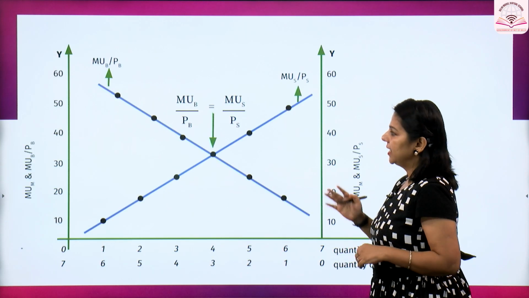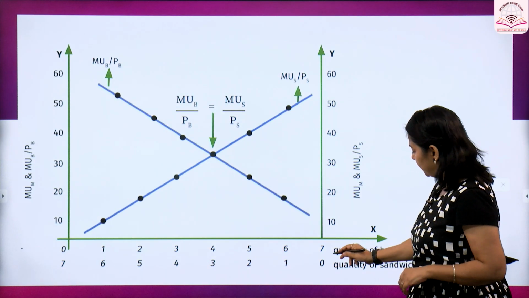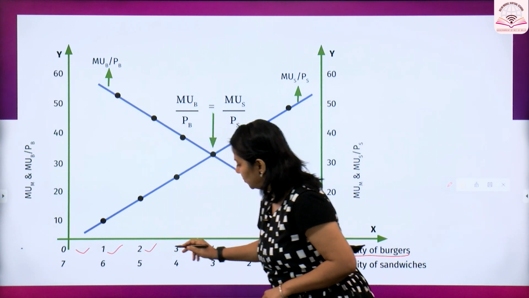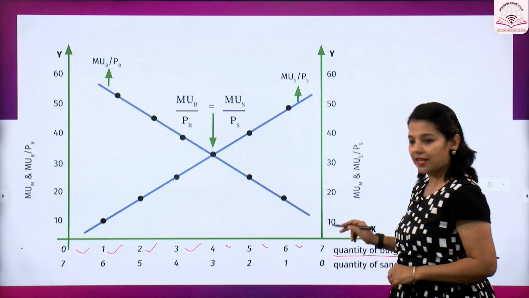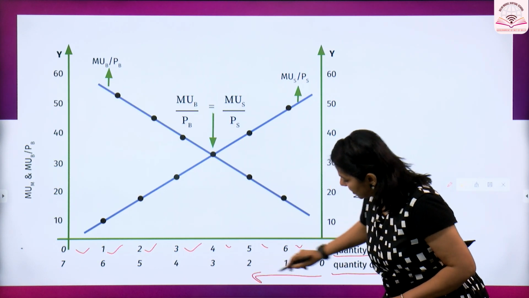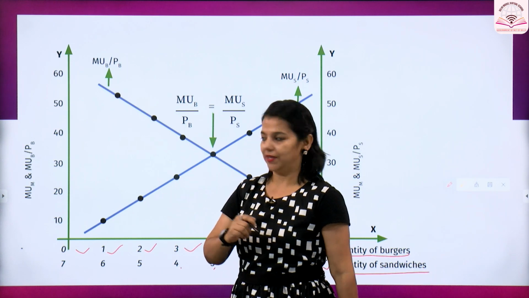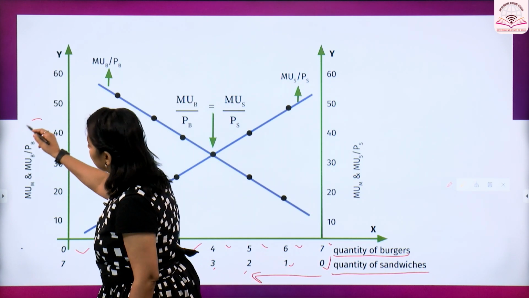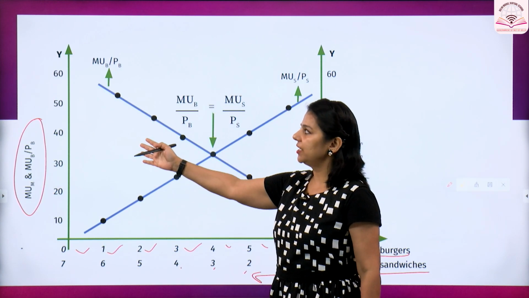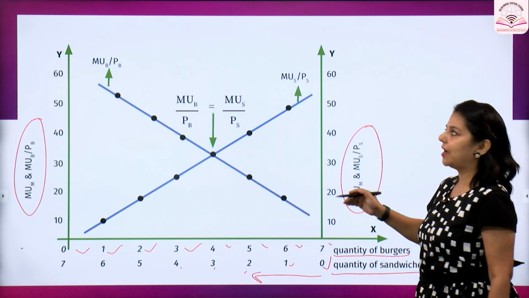So here in this graph, we have taken the quantities of burger this way: 0, 1, 2, 3, 4, 5, 6, 7. And quantities of sandwiches we are measuring this way: 0, 1, 2, 3, 4, 5, 6 and 7. Similarly, marginal utility and price of burger is measured here, and marginal utility and price of sandwiches are measured by this axis.